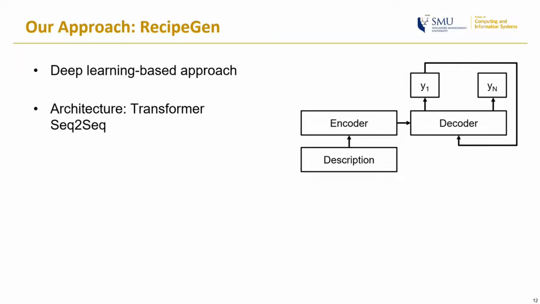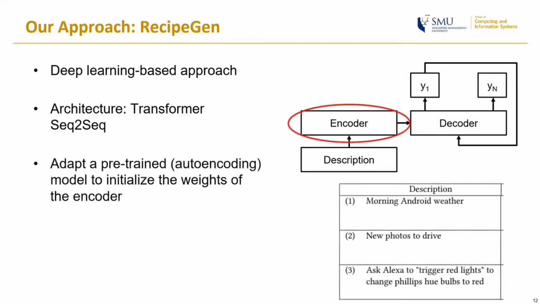Based on the previous problem formulation, we propose RecipeGen, a deep learning-based approach that adapts the transformer sequence-to-sequence architecture to address the TAP generation problem. Inspired by the fact that the input description resembles general English language, we boost the performance of RecipeGen by initializing the encoder's weight using a pre-trained model.